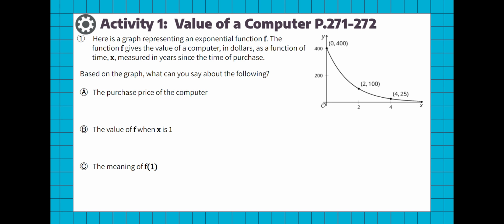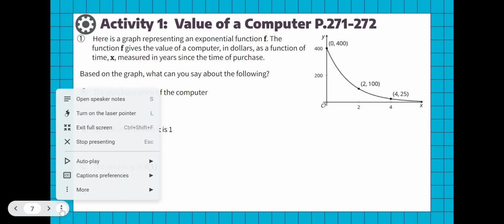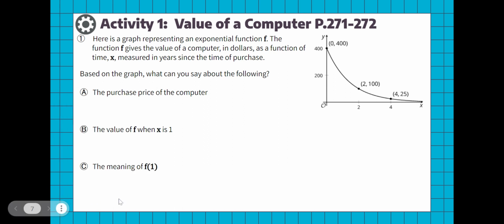So next we're going to look at activity 1, which is on page 271 and 272. This activity is about the value of a computer. You see the graph over to the right. So you are going to go ahead and answer questions A, B, and C for yourself, please. And again, pause the video if you need to.